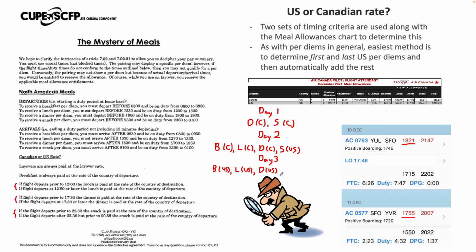So all that together, we have dinner and snack at Canadian rate on day 1, breakfast, lunch, and dinner at Canadian rate on day 2, which then becomes a snack at US rate on day 2, and then breakfast, lunch, and dinner at the US rate.